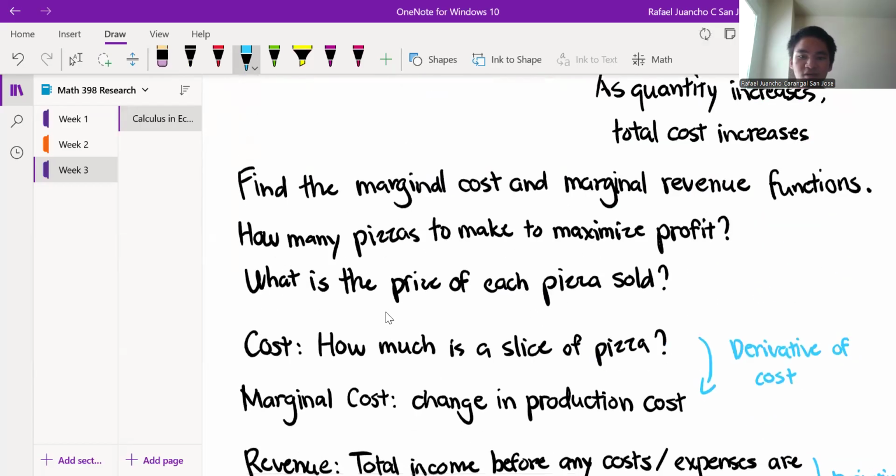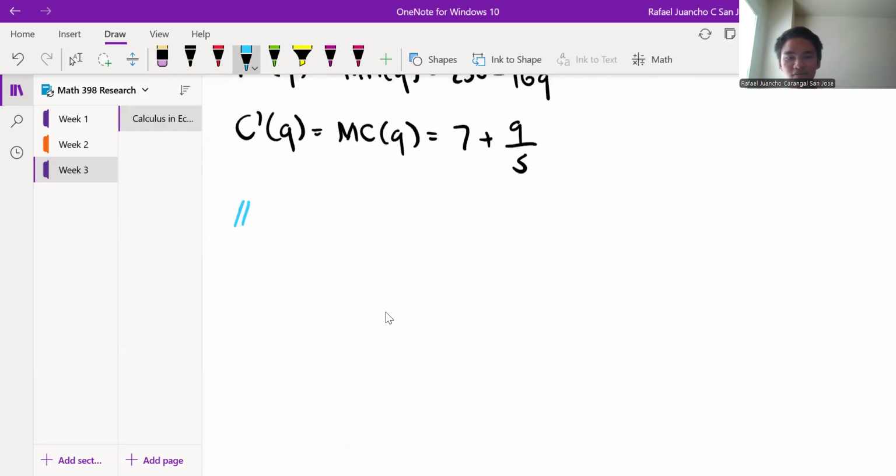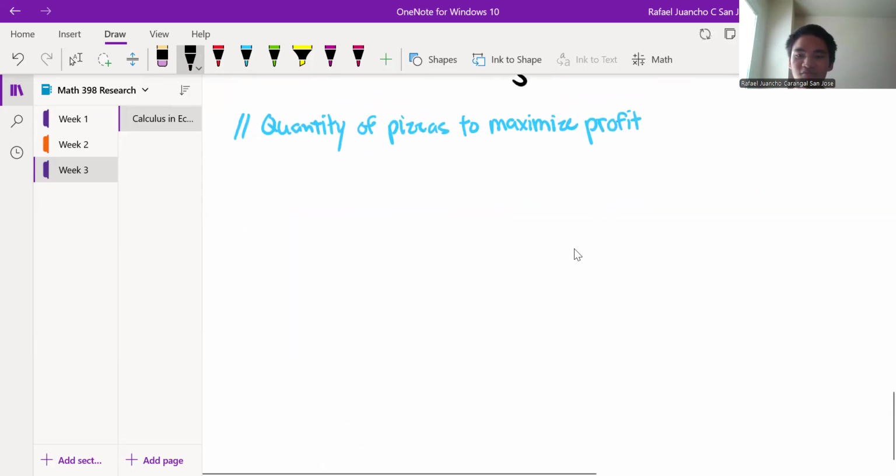Now, we want to determine how many pizzas to make to maximize profit. How do we do that? So now we have to determine the quantity of pizzas to maximize profit. So what is profit? Well, if we were to buy ingredients and all of that stuff, and then sell them, we have to sell for more than what we initially bought, and that would give us profit. It's kind of like we earn more money than what we initially spent. That's what profit is.